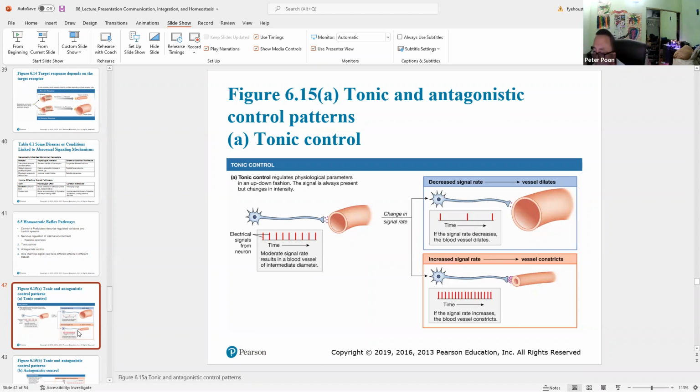So the signaling continues all the way through, and what you modulate is how fast this neuron fires. How fast this neuron fires will alter the rate of this. So if it fires slower, you get more vasodilation. If it fires faster, then you get more vasoconstriction.